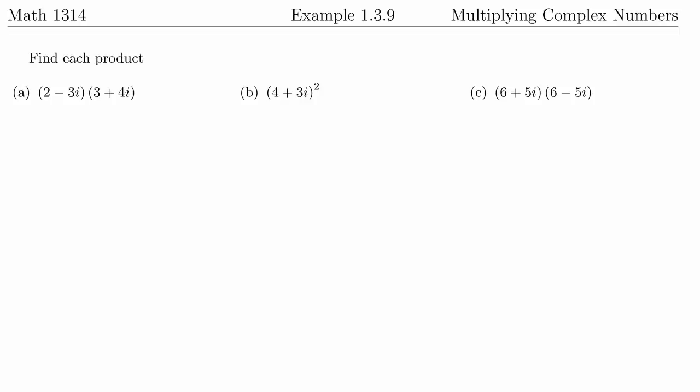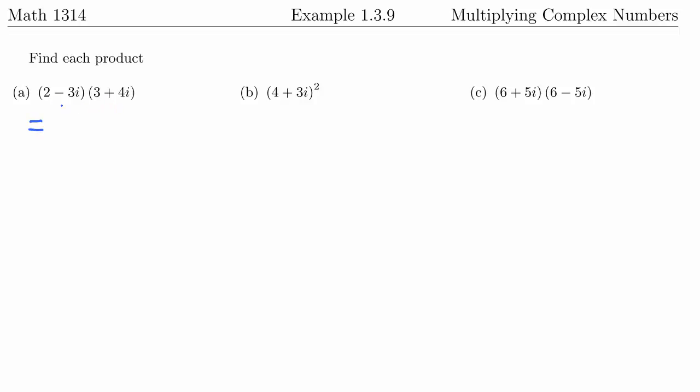Hello. The following examples will help you understand how to multiply complex numbers together. Let's start by looking at example A. Example A says 2 minus 3i times 3 plus 4i. We're going to multiply these together by treating the i as a variable. This is a binomial times a binomial.